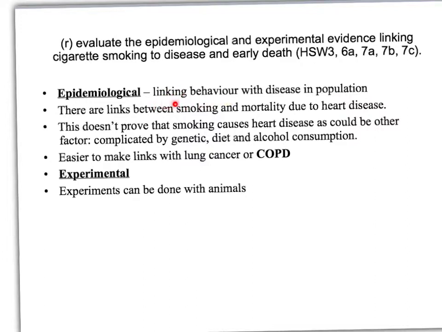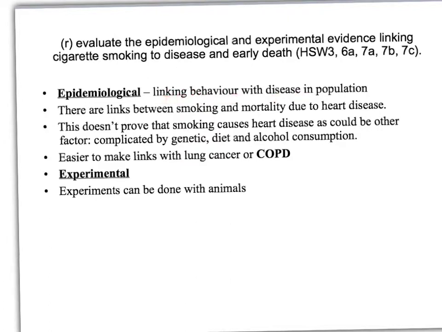One could obviously link smoking, the amount of cigarettes that you smoke, with, for example, the likelihood of developing heart disease. So within a population, you could find out which people smoke and which people have heart disease and make a correlation. But you can only make a correlation, really. You can't actually say that the smoking causes the heart disease, because there could be all sorts of other linked factors which could cause the heart disease.